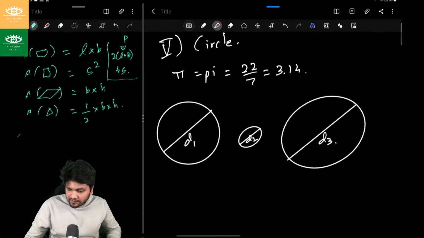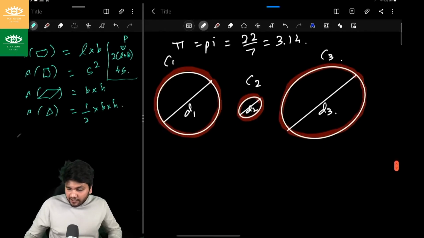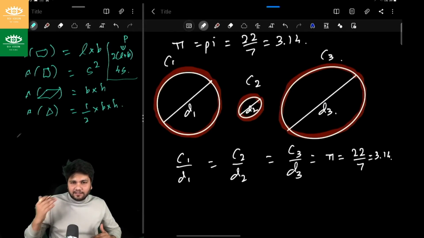We'll start from here, this thread, and we will find the length of this thread, of this thread, of this thread. And let's say these are the circumferences of the circles. Perimeter of a circle is nothing but the circumference. So these are C1, C2, C3. Now the ratio of C1 upon D1, C2 upon D2, and C3 upon D3 is actually some number, and that number is nothing but pi, which is approximately 22/7, which is not accurate, so we generally use 3.14. So that's the definition of pi, a ratio between the circumference and the diameter.